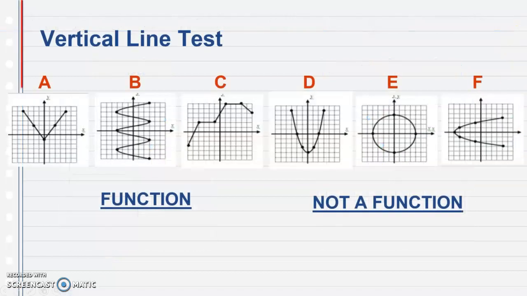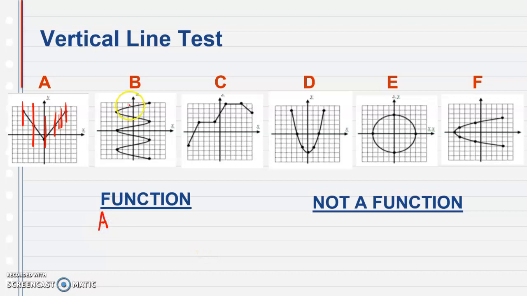So here are some more examples using the vertical line test. Let's look at graph A. We have this V. Do we have any points that line up directly above each other? So I'm just going to imagine me drawing this line or pulling this line across. Every single point or place on this graph, there's only one part or one point that crosses. So that is a function.